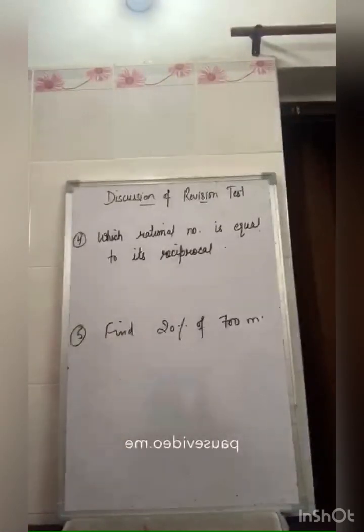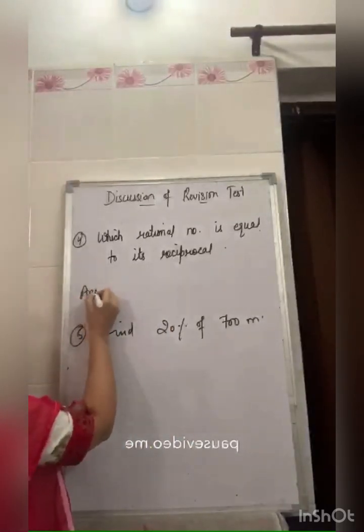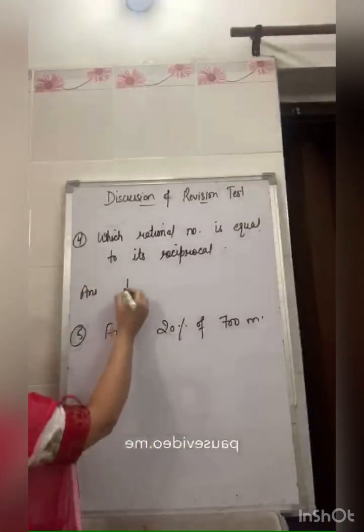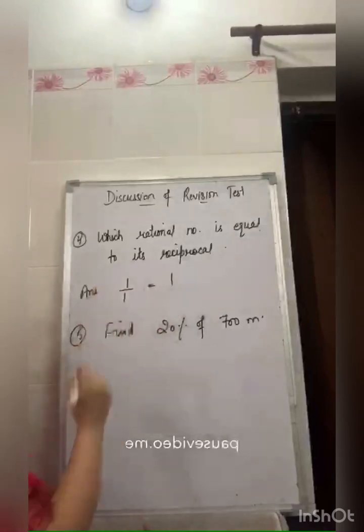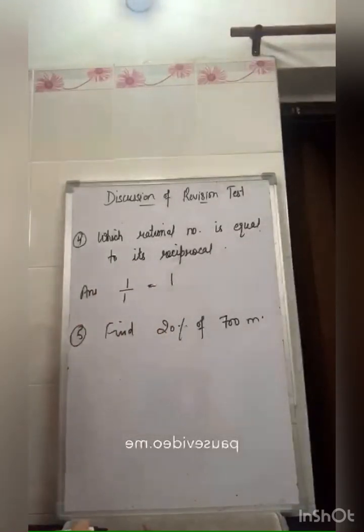See the next question number 4. Which irrational number is equal to its reciprocal? Now the answer is 1. We can write 1 as 1 over 1. So which is the rational number which is equal to its reciprocal? That is the number 1.